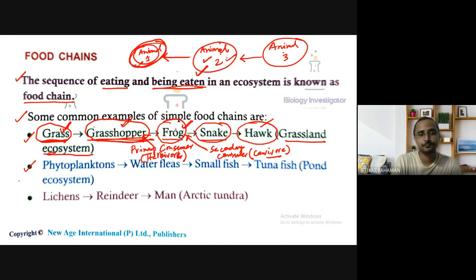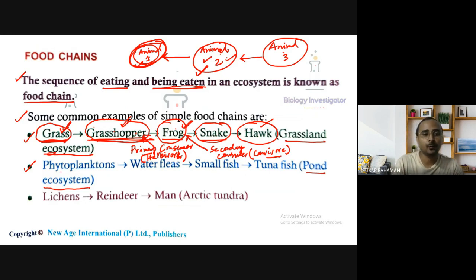Next, if we observe this same thing in a pond ecosystem, then we can relate this food chain with the pond ecosystem, and the similar thing is happening over there.